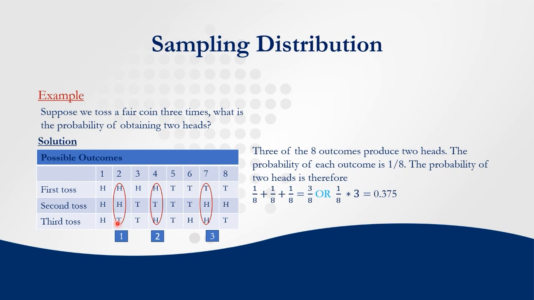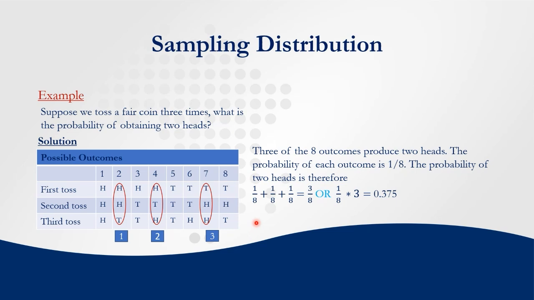So I can get 2 heads if I get a head in the first toss, a head in the second, and the last one is a tail. Or if I get a head, a tail, and a head. Or if I get a tail, a head, and a head. So the 3 outcomes here out of these 8 give me 2 heads.